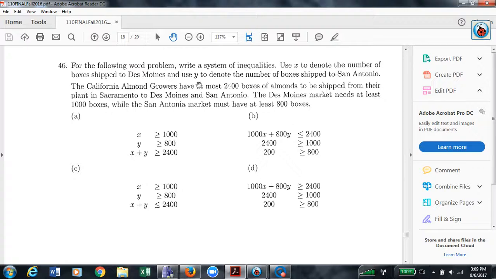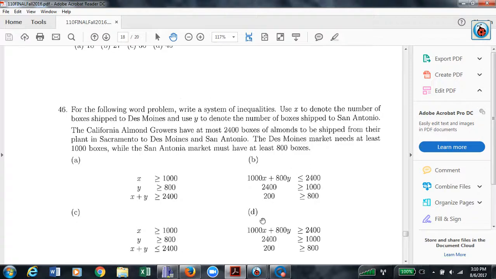Use X to denote the number of boxes shipped to Des Moines, and use Y to denote the number of boxes shipped to San Antonio. Okay, first of all, look at this. This is saying 200 is greater than or equal to 800. That's not true. The whole thing is wrong. You can reject it. And again, there's a false statement. 200 is not greater than or equal to 100. You can reject that. It comes down to these two.